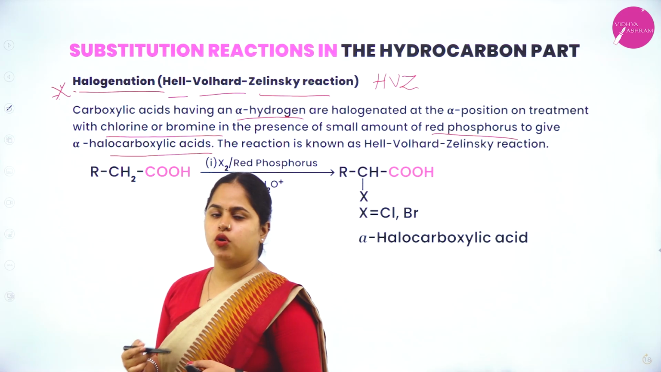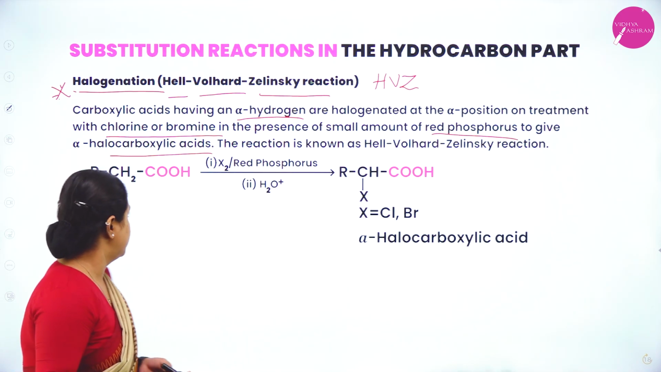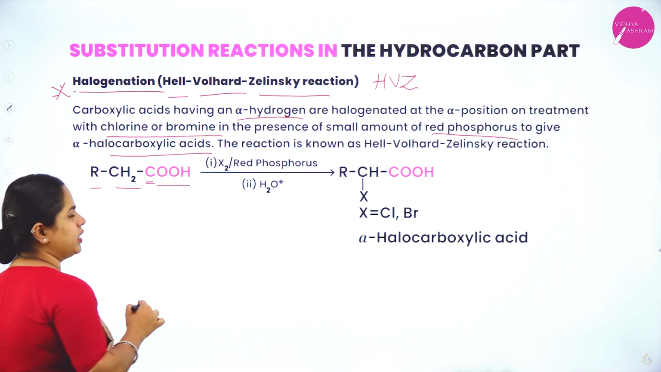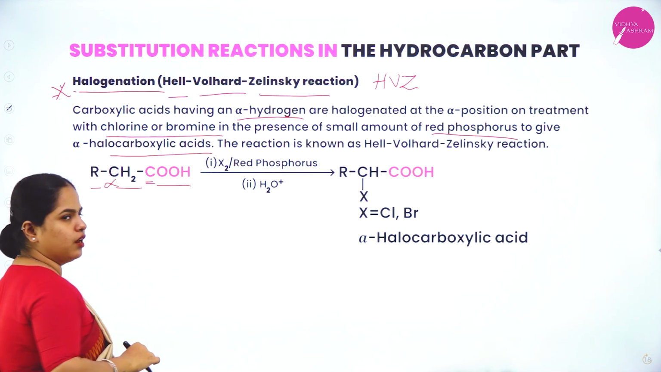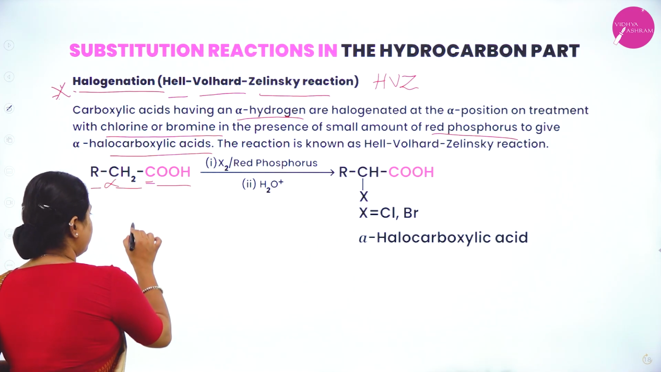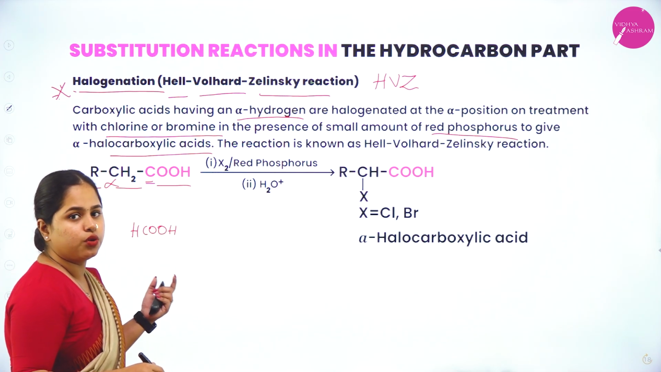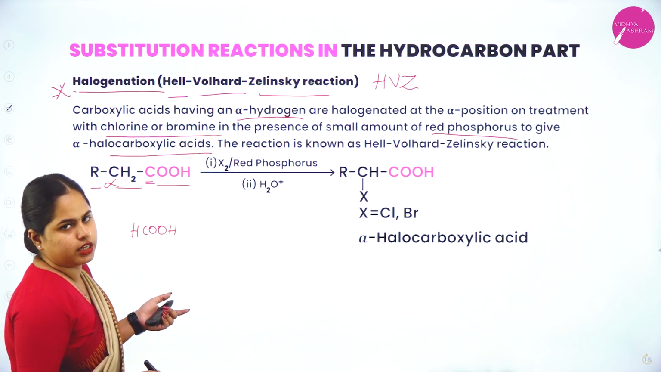Okay, so what is going to happen? Halogenation is going to take place at the alpha carbon atom. So let's see here, RCH2COOH. So this is the carbon atom containing the functional group. The adjacent one is going to be our alpha carbon. So there is of course a presence of alpha carbon, right? Now let's consider formic acid, HCOOH. There is of course no alpha carbon atom here. So this won't undergo this particular reaction, HVZ.